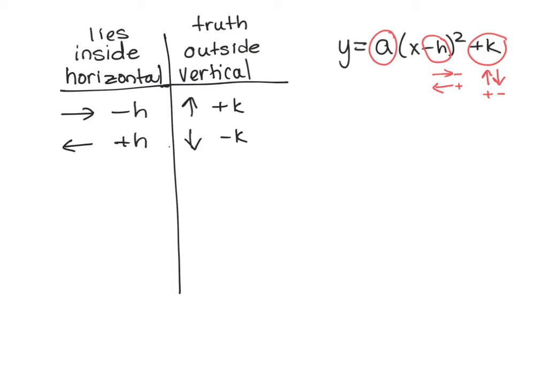Then is the A. Now notice the A is on the outside, okay? So that means it's going to be a vertical change, because it's on the outside of the parentheses. So the A can actually make you do two different things. The A can make you do what's called a vertical stretch, or vertical shrink.